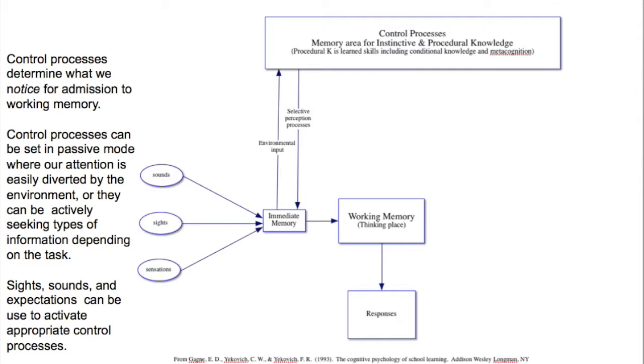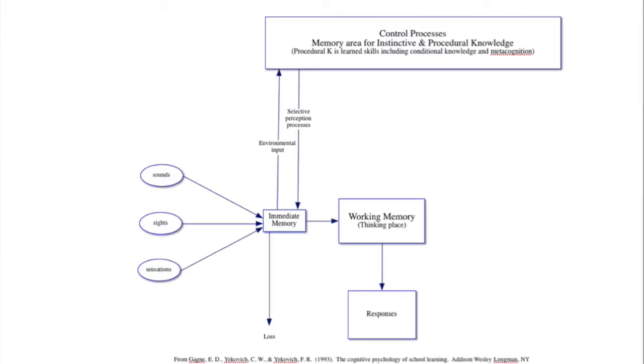So the next thing that we want to think about then is what happens if it's not admitted to working memory. It's lost. So we don't continue to hold information that we don't need. Immediate memory is a place for a quick image, and if you don't use that quick image, it quickly decays away, and it's just out of the information processing system.